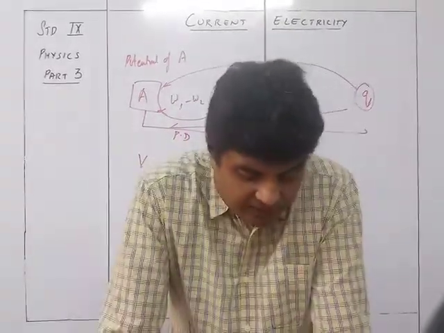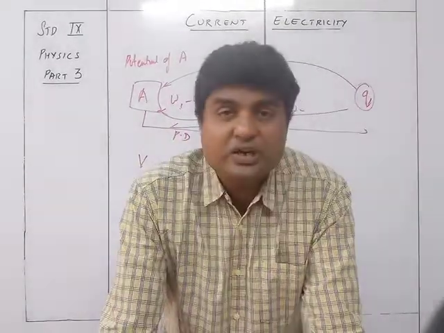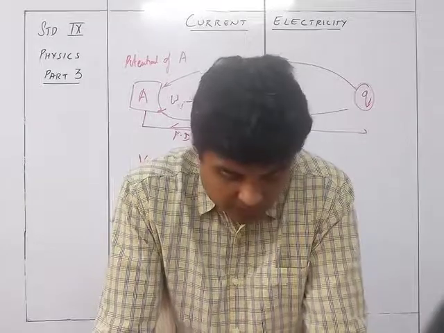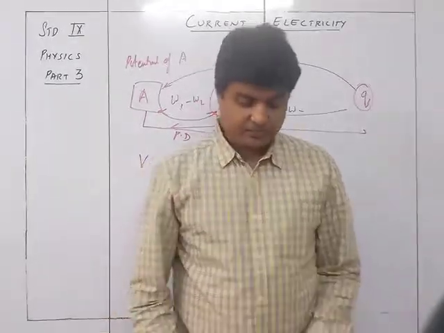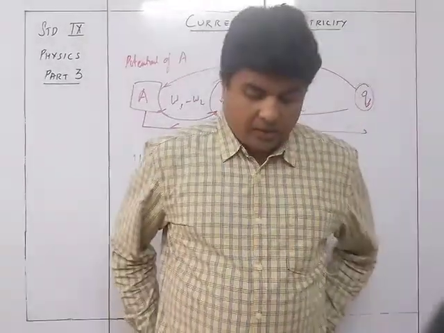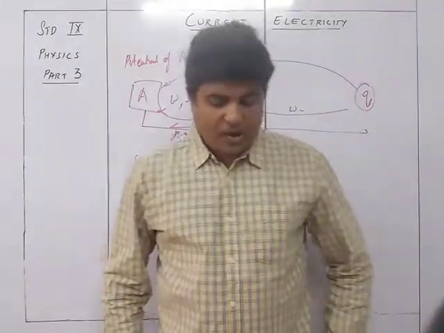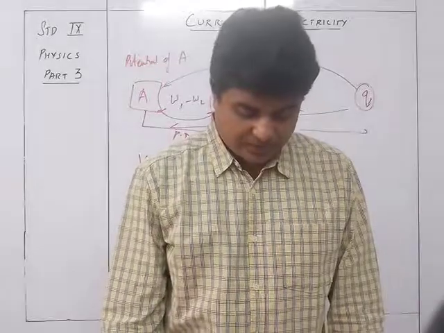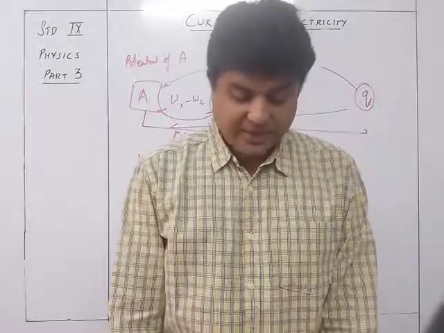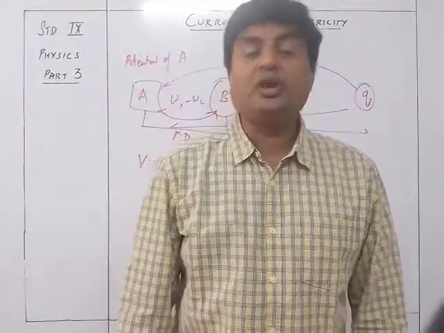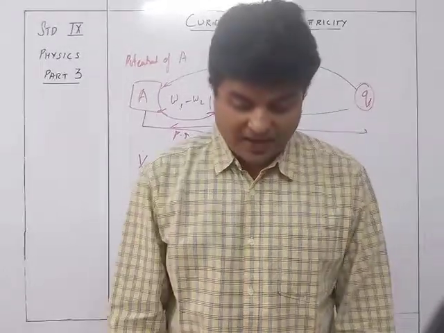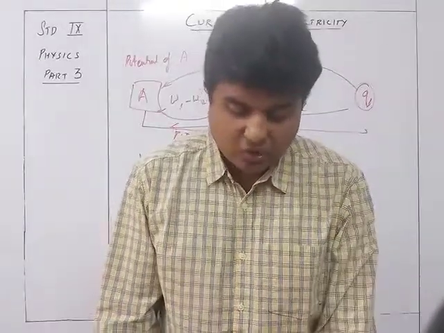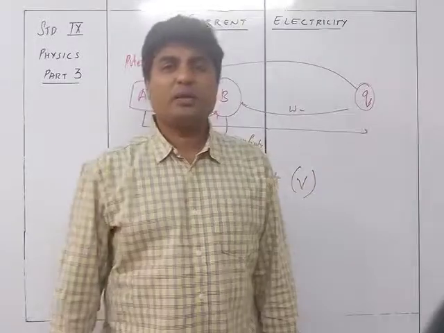So that was about the potential difference. We now move on to electrical resistance. Now when current flows through a metallic wire, it offers obstruction, called resistance, to the flow of current through it. Thus we define resistance as below: the obstruction offered to the flow of current by the wire is called its electrical resistance.